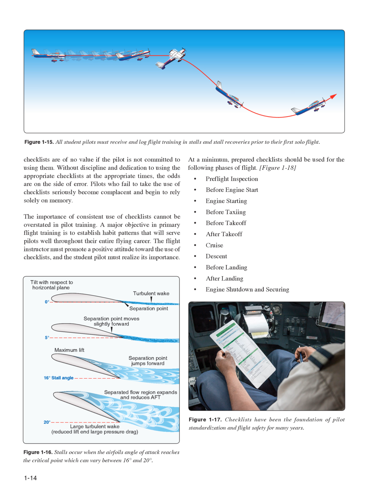A major objective in primary flight training is to establish habit patterns that will serve pilots well throughout their entire flying career. The flight instructor must promote a positive attitude toward the use of checklists, and the student pilot must realize its importance. Pre-flight inspection, before engine start, engine starting, before taxiing, before takeoff, after takeoff, cruise, descent, before landing, after landing, engine shutdown and securing.